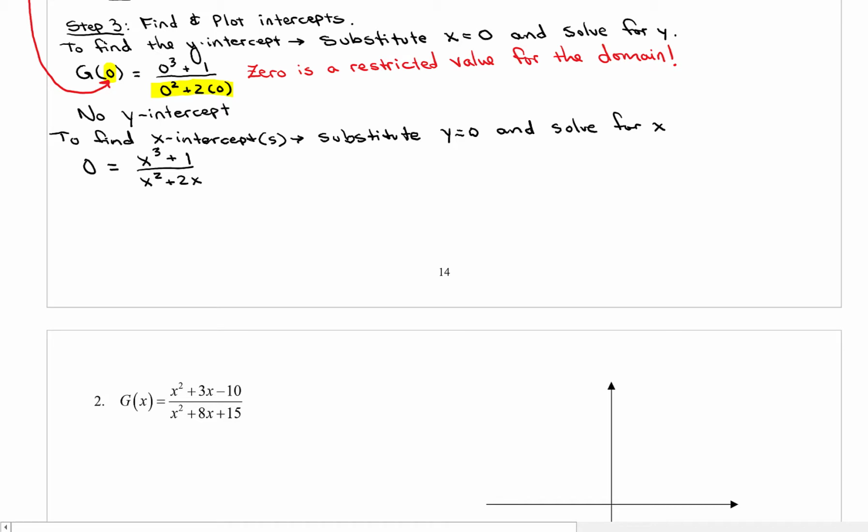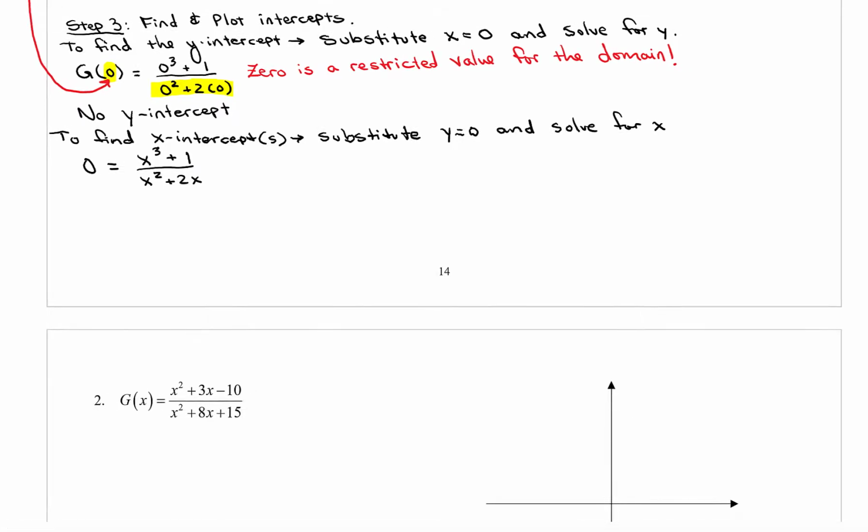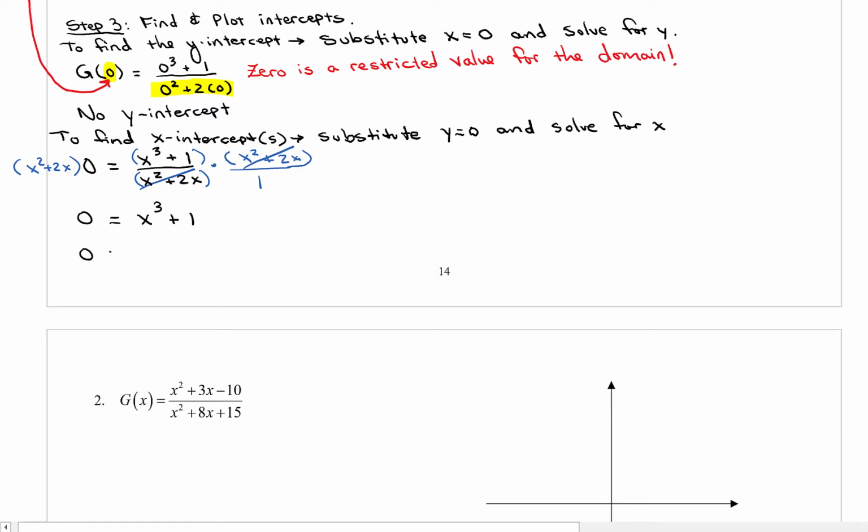Now let's solve this rational equation. I'm going to multiply both sides by the GCF of the denominator, basically my denominator, x squared plus 2x. This is going to give me 0 is equal to x cubed plus 1. Because this is the sum of two cubes, I'm going to write this factored out: 0 is equal to x plus 1 times the quantity x squared minus x plus 1.